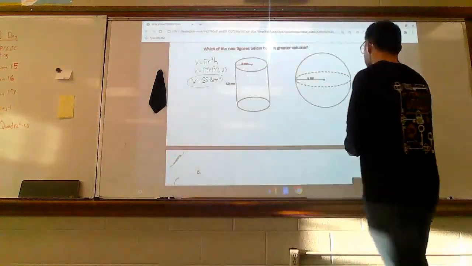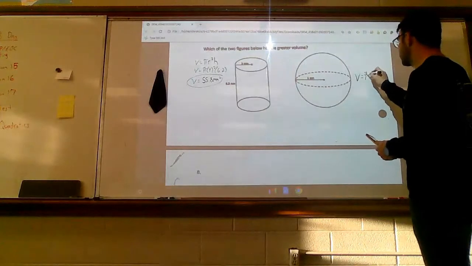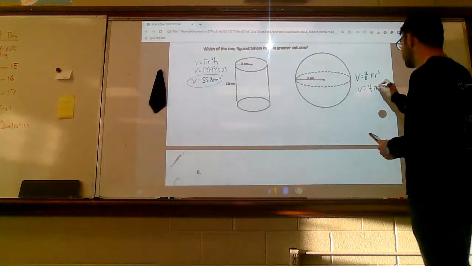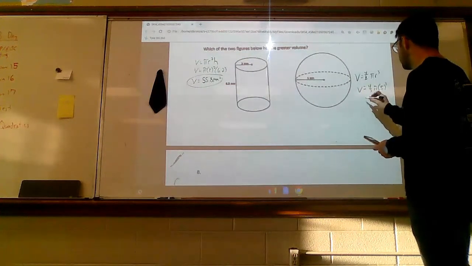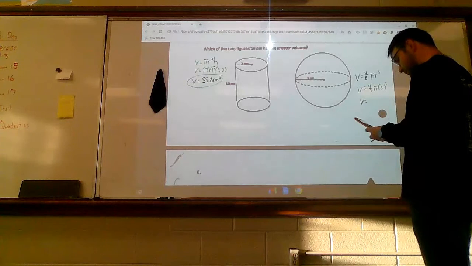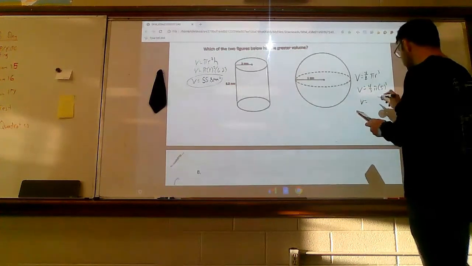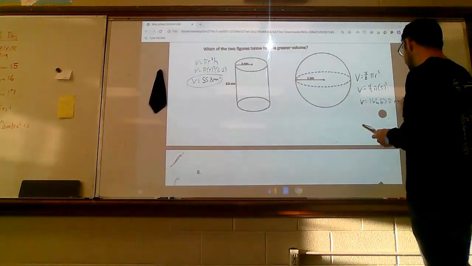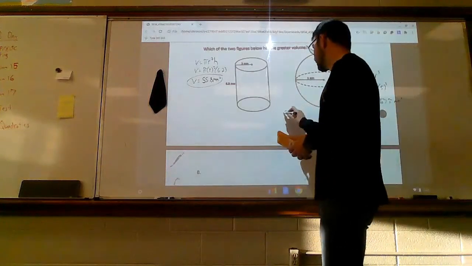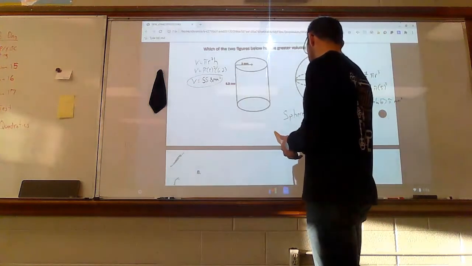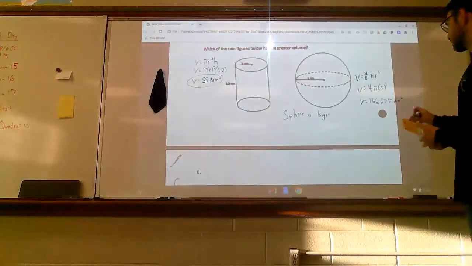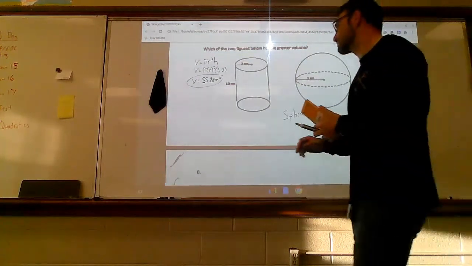This one is volume equals 4/3 pi r cubed. Volume equals 4/3 pi times 5 cubed. The volume equals 4 divided by 3 times 5 to the third power. Gives me 166.67 pi millimeters cubed. So I would say the sphere is bigger, because 166 is bigger than 55 8/10.